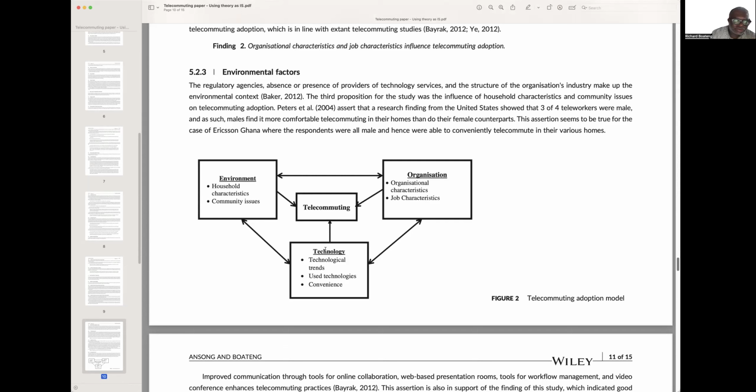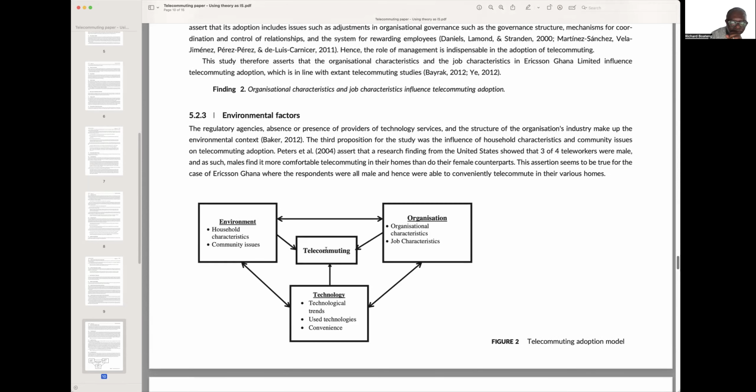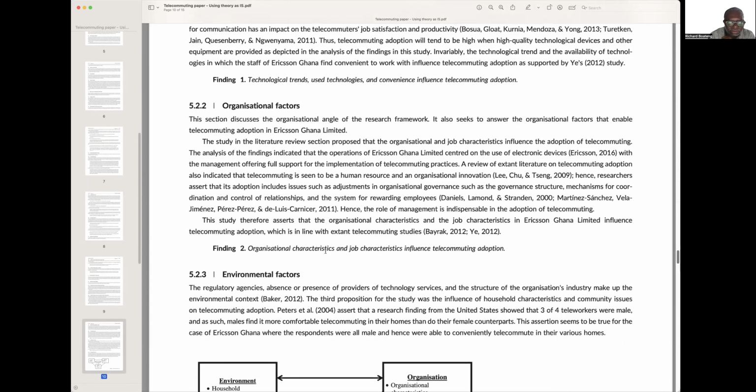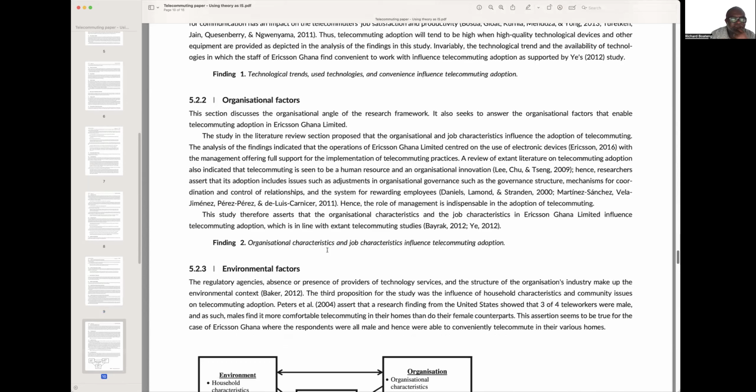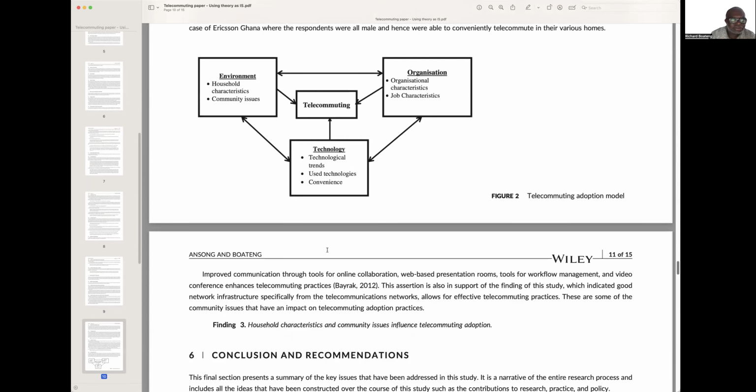So at one level, we have the generic model. At the final level, we have how we use it and what was the outcome. That's how it works. So that's it. The telecommuting being the middle, and then environment, organization, and technology being on the periphery, and being able to link to the telecommuting. Good. So let's look at another one.